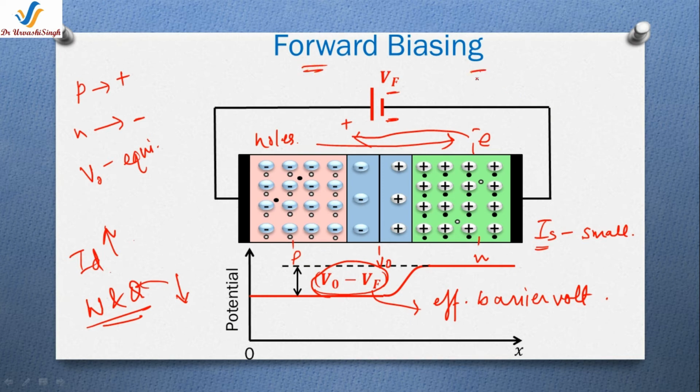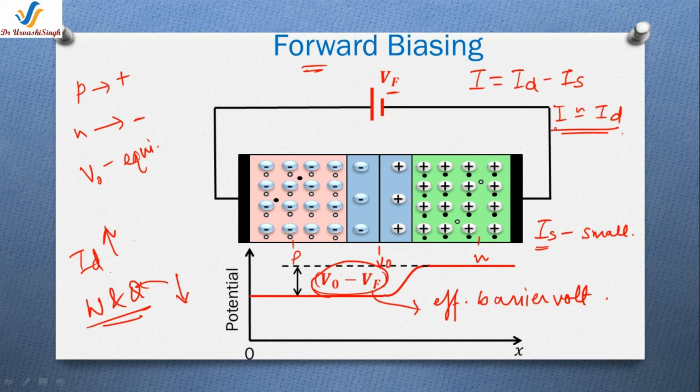So now the current in the external circuit will be ID minus IS, or you can say it is approximately equal to the diffusion current. So in the case of forward biasing, the diffusion current is dominating over the drift current. Now the next case is the reverse biasing of the PN junction diode.